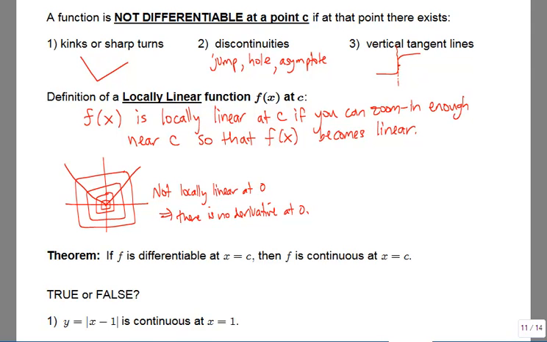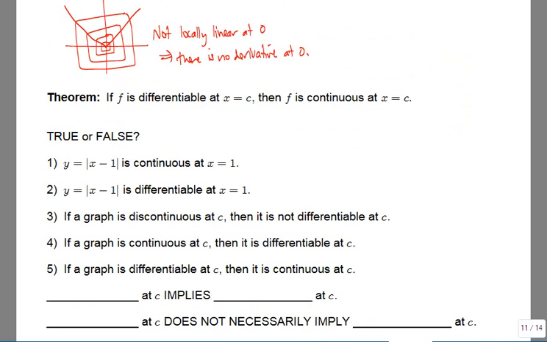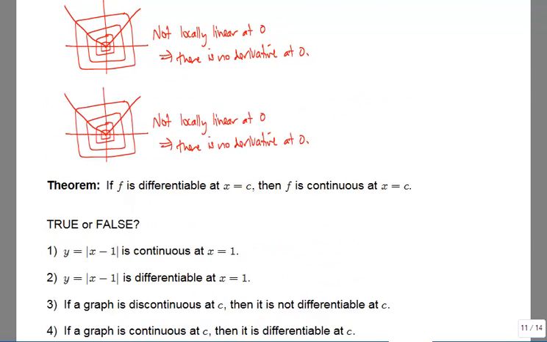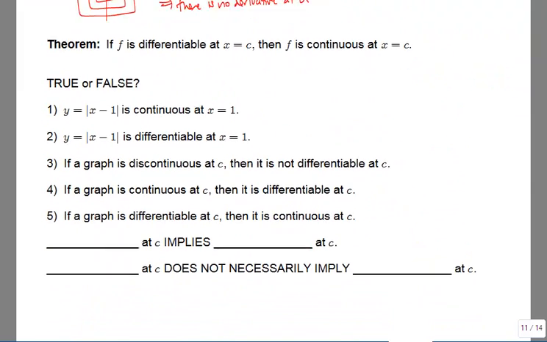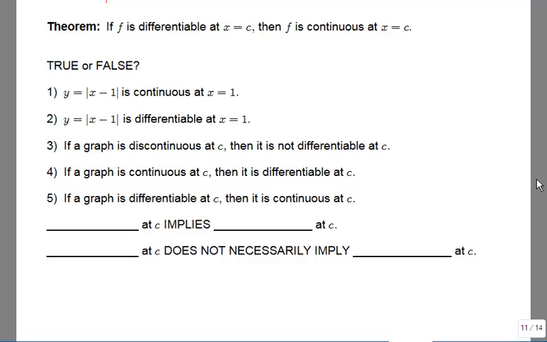All right, so here's a theorem to summarize. If a function f is differentiable at x equals c, then it has to be continuous at x equals c. Okay? If the graph was not continuous at c, then it certainly doesn't have a derivative there. And we saw that up above here when we talked about these discontinuities. Okay? So let's put into practice this theorem and see if we can understand all the little nuances.